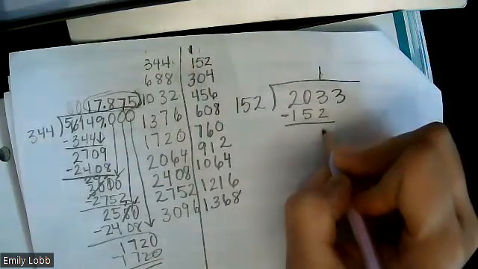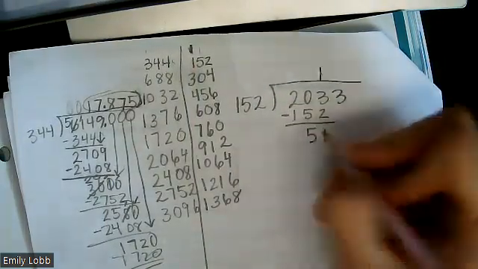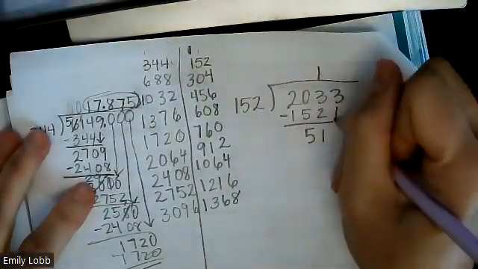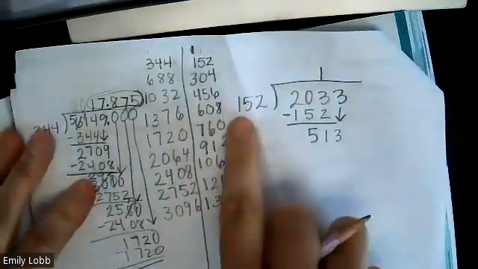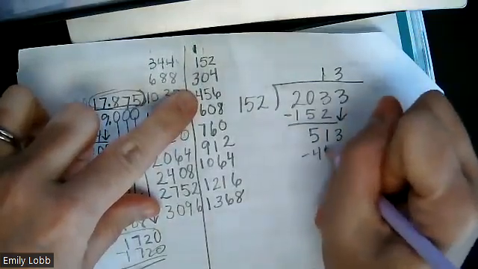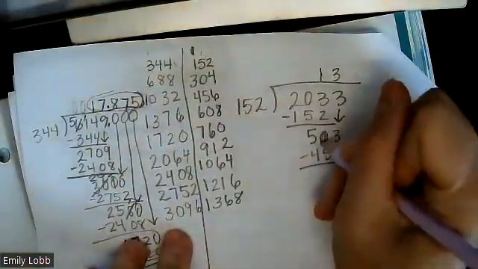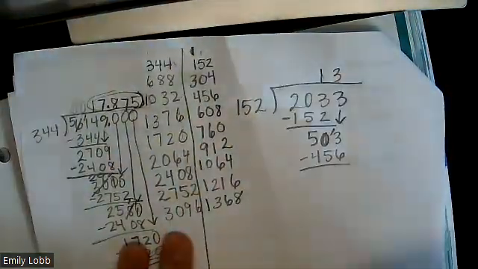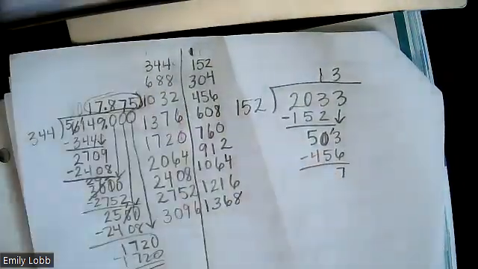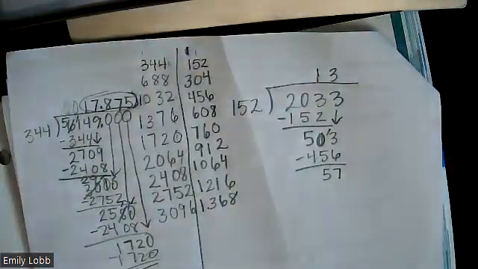3 minus 2, 20 minus 15 is 5. What I'm going to do is now bring down the 3. How many times can this go in here? 3 times, which is 456. I've got to borrow. This becomes a 0. What's 13 minus 6? 7. 50 minus 45 is 5. You need to borrow, but you should know that.